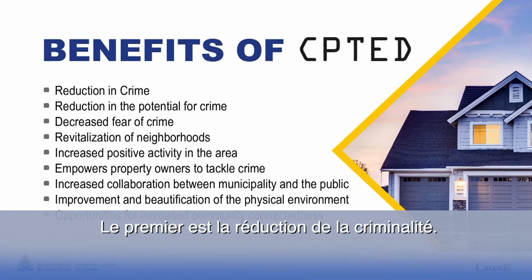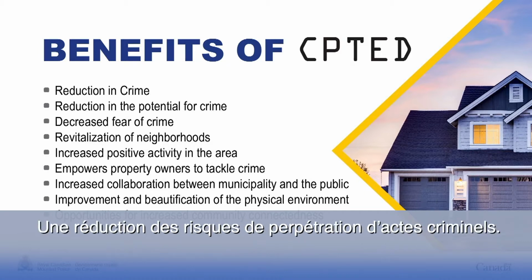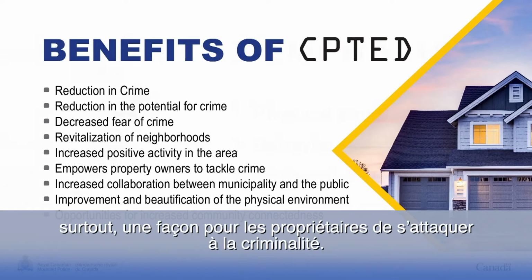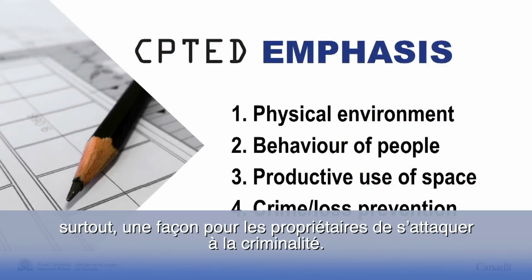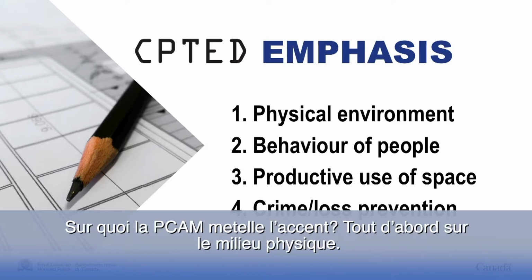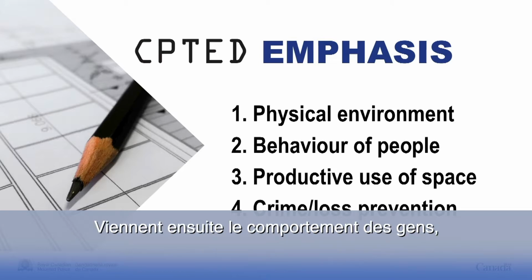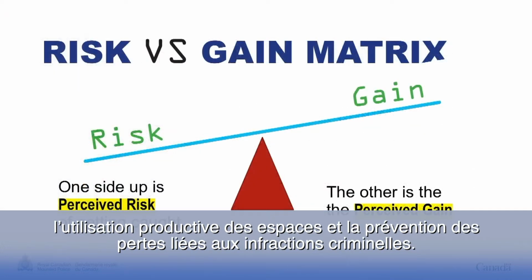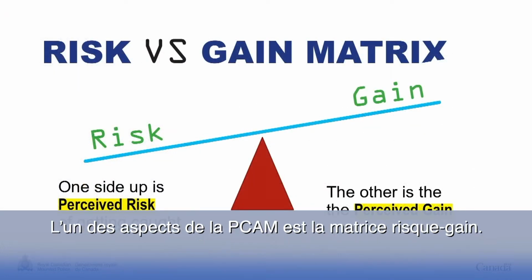What are some of the few benefits of CPTED that we will focus on today? The first is reduction in crime, reduction in the potential for crime, a decreased fear of crime, the revitalization of neighborhoods, and most importantly, it empowers property owners to tackle crime. What is the emphasis that CPTED focuses on? The first is the physical environment, the second is the behavior of people, the productive use of space, and crime loss prevention.